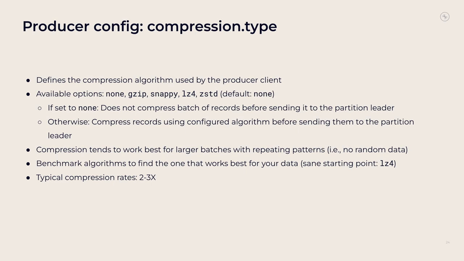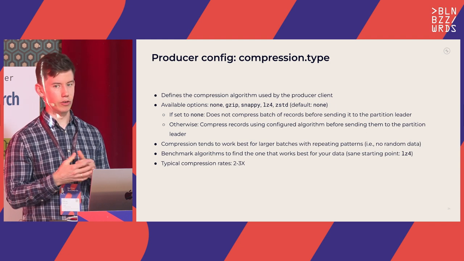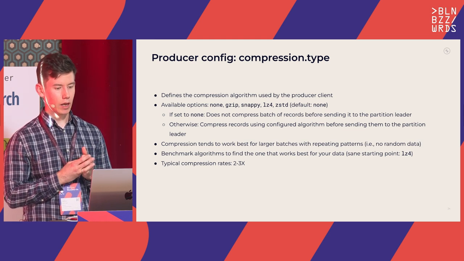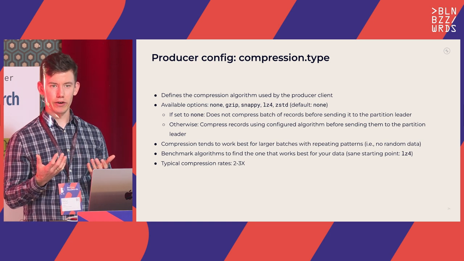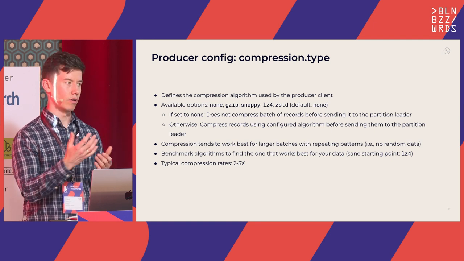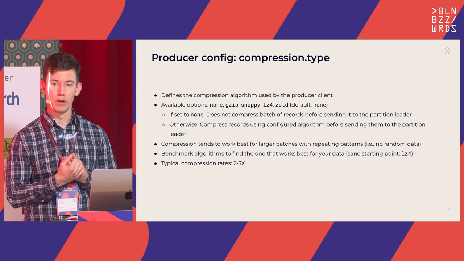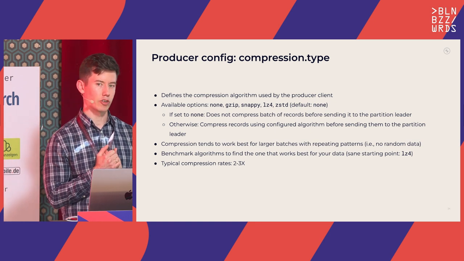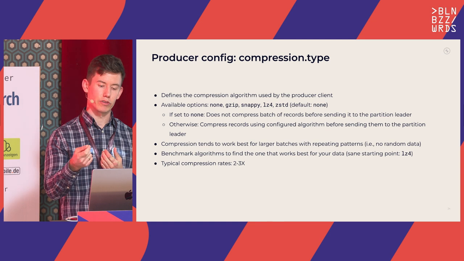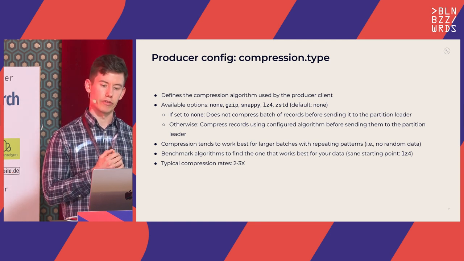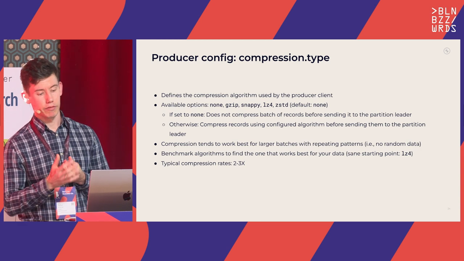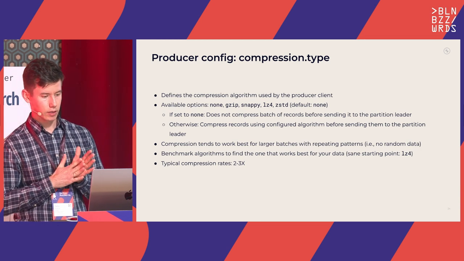That's why I also mentioned these two options with repeating patterns. Random data doesn't work well. Also, if you use encryption and try to compress encrypted data, that's also not working well. It depends a lot on your data, on the format that you use, whether you use JSON or Avro. It will have a huge impact on compression. I would say a good starting point is probably LZ4. That's a safe default, but you should still benchmark compression ratios and also CPU consumption when playing with this configuration option. Typically, you probably achieve compression rates of around a factor of 2 to 3. I've seen more, I've seen less.